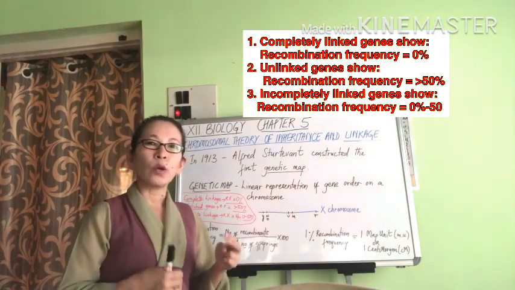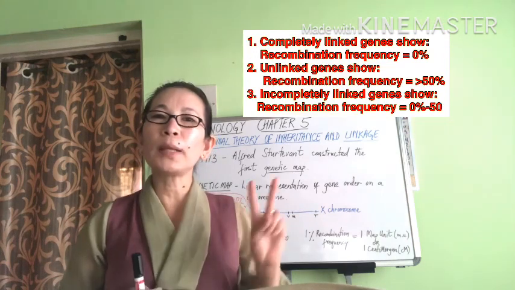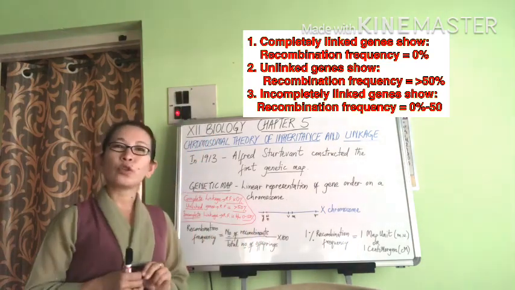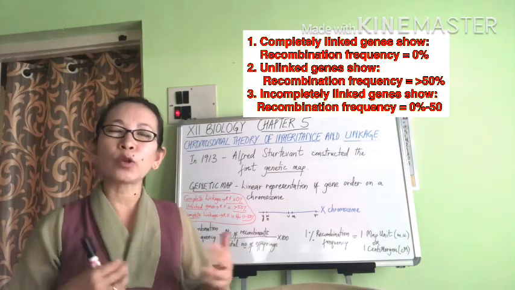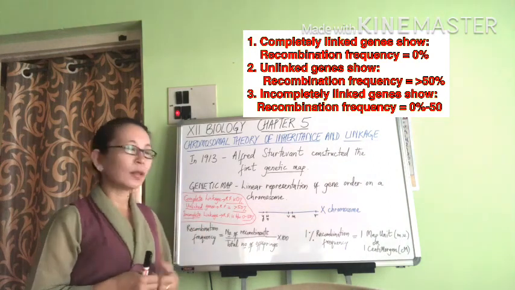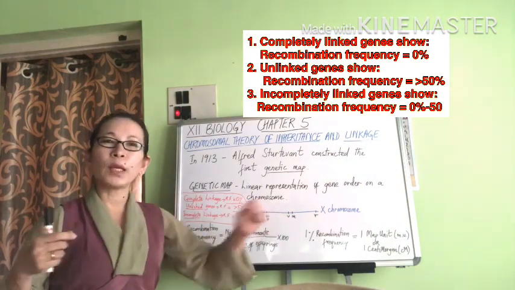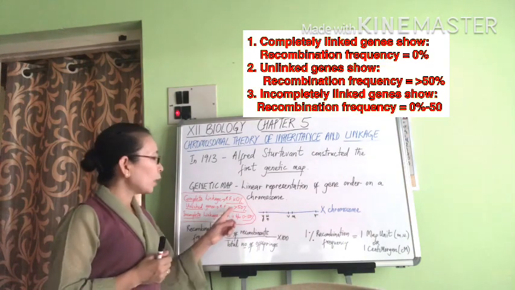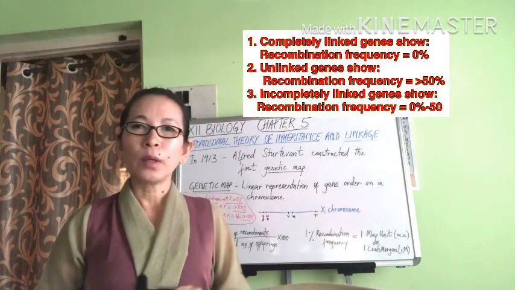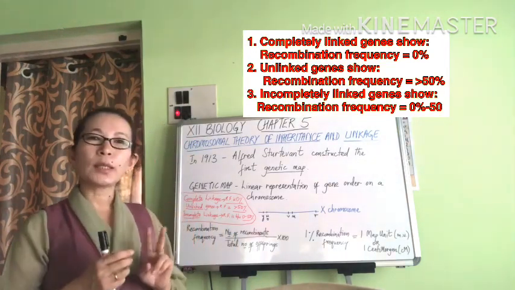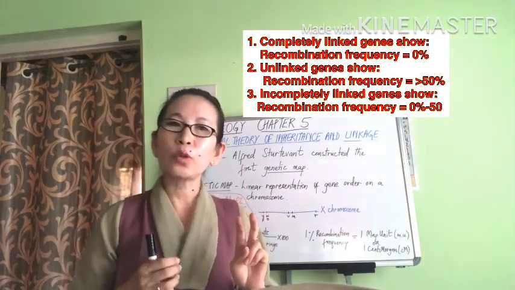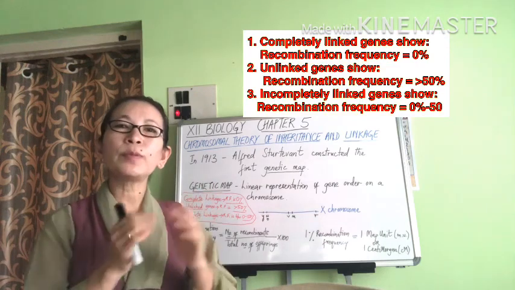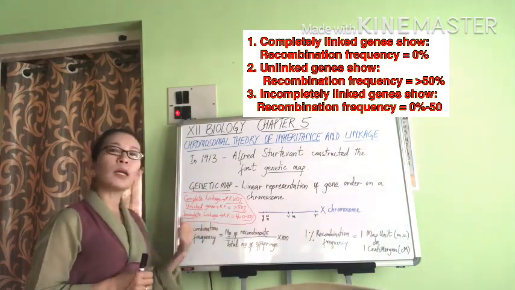Likewise, if genes are located very far apart from each other on the same chromosome, such genes can also show a very high degree of recombination and very little linkage. So Sturtevant suggested that if genes are unlinked, if they are very far from each other, or if they are present on different chromosomes, then such genes are expected to show more than 50% recombination frequency. Whereas if genes are located on the same chromosome and express recombination frequency between 0 and less than 50%, then he suggested such genes as incompletely linked genes.